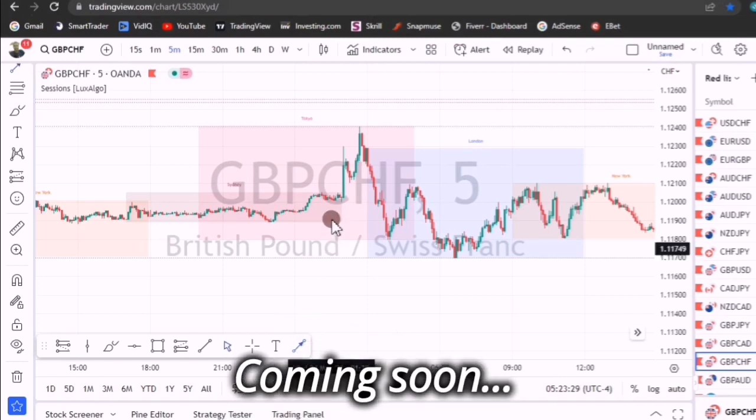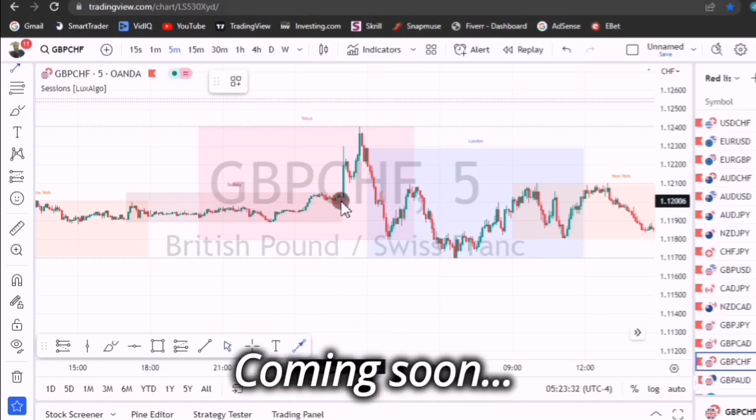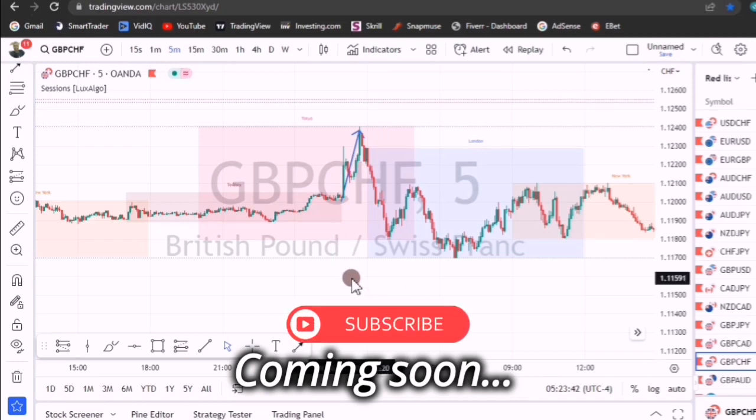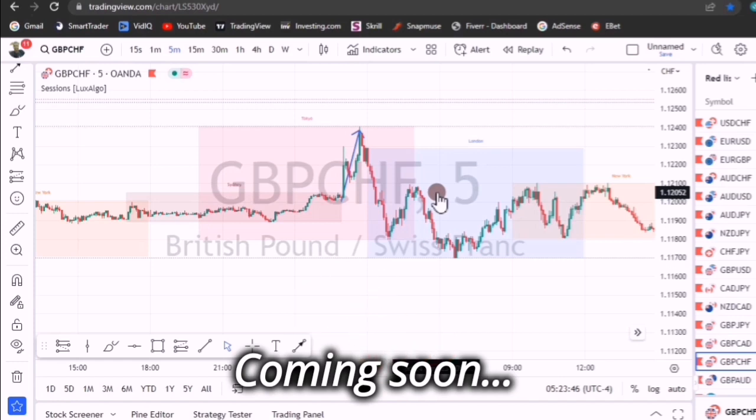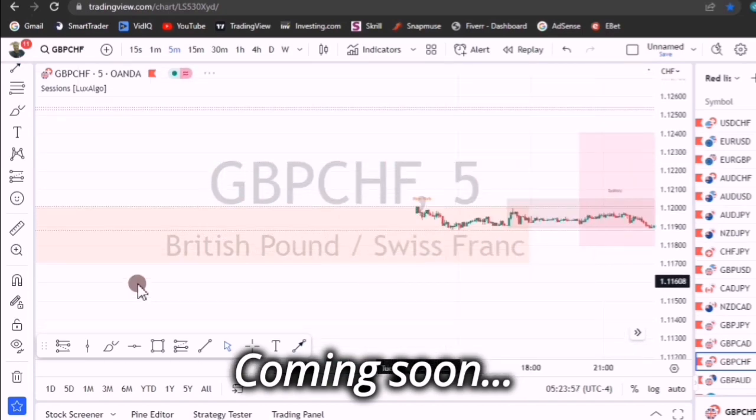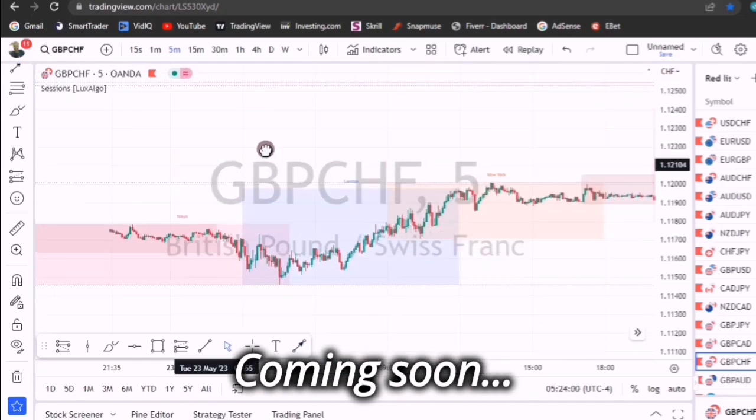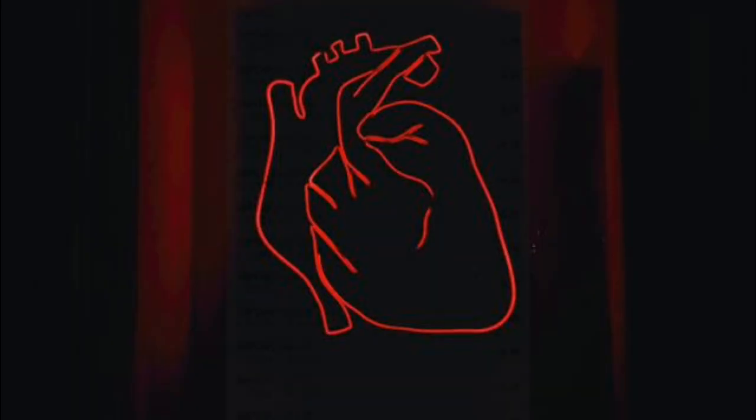Check this, guys. When the price came out of Sydney, it made a spike to the upward direction, okay? And once you see the spike to the upward direction, you should have a clue that when the London session opens, it is going to move in opposite of that. So when the London session opened, it made a spike in the opposite direction, okay? So it's like that, guys. It happens more than 90% of the time.